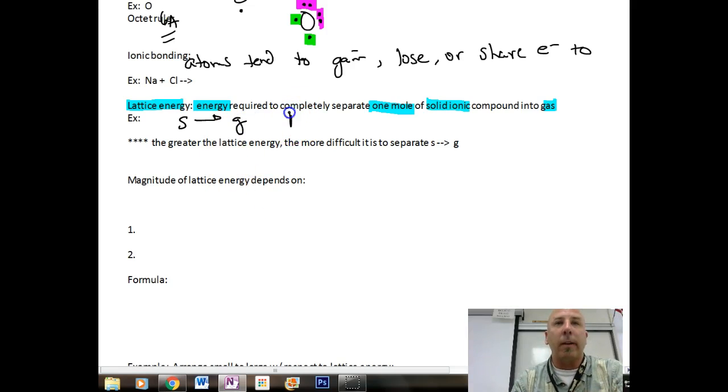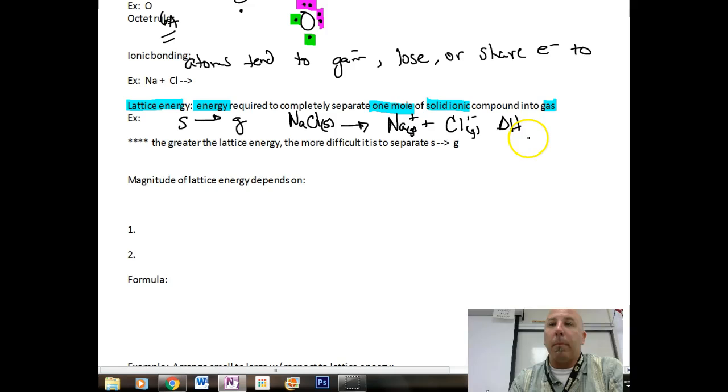We can give you an example of, let's say, sodium chloride as a solid, and we're going to heat it up and add a bunch of heat to form sodium and chlorine in a gaseous state. Now, we typically draw this as delta H, which is our enthalpy of reaction lattice. And in this case, it's going to be positive 788 kilojoules per mole.